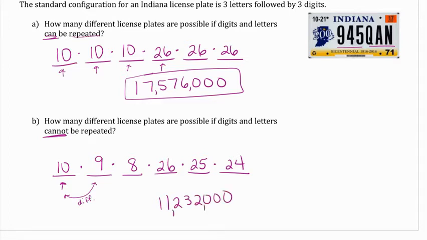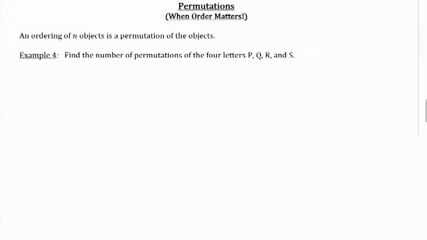So that is a slightly smaller number because now I'm taking out all of those license plates that had repeated numbers or letters, right? So you would expect that number to be a little bit smaller. Okay, so that's an important distinction when you're doing these counting principles: pay attention to whether things can be repeated or if they can't be repeated. That makes a big difference. Okay, next.